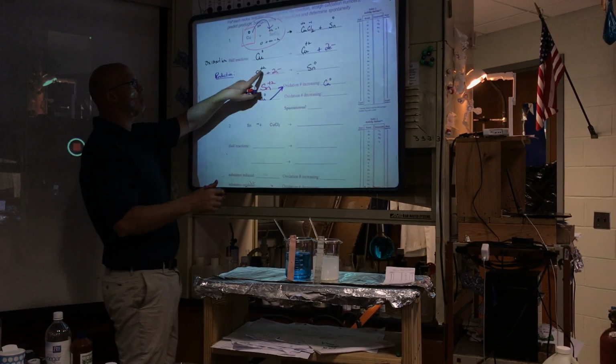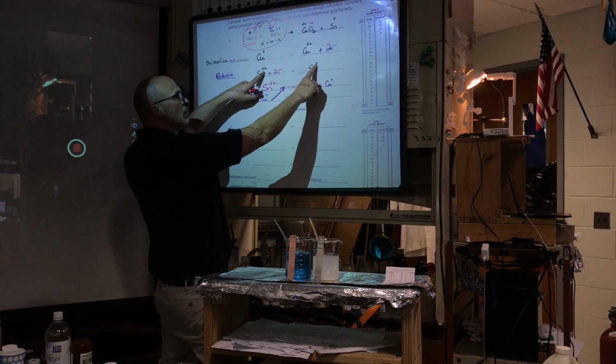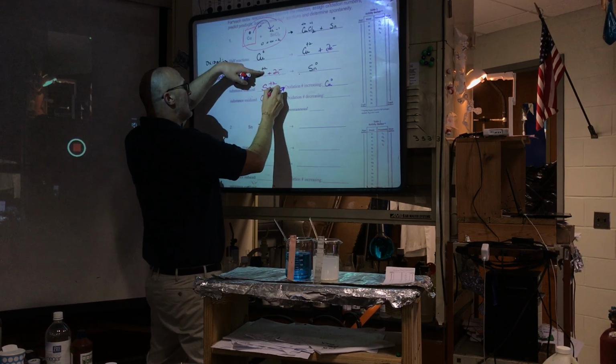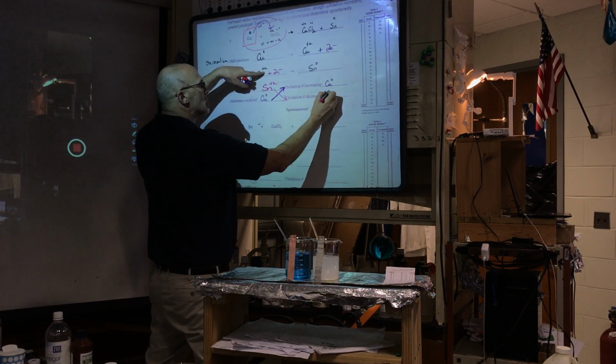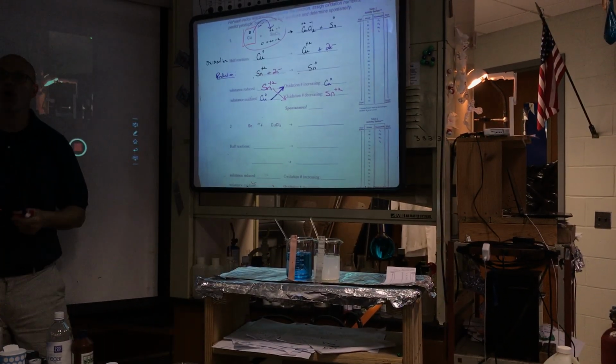And its charge is doing what? From +2 to 0. What is its charge doing? It's going down. It's decreasing. Reduction always means that the charge is decreasing. That's why they call it reduction. Your charge always goes down.